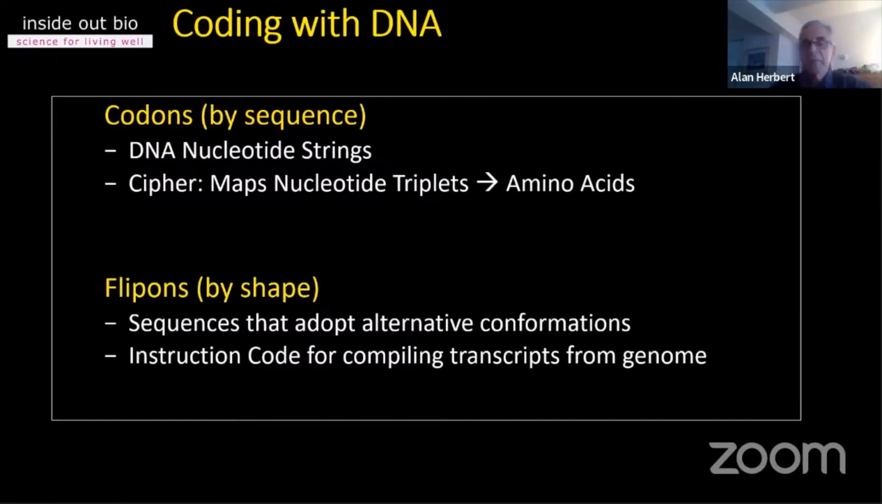So in this combinatorial process that I mentioned before, Flipons can actually help decide which exons compile together to make a message. And so they can change the output from the genome. And because their shape is variable, depending on the context, then you can get different products from the same gene just by changing the DNA shape.